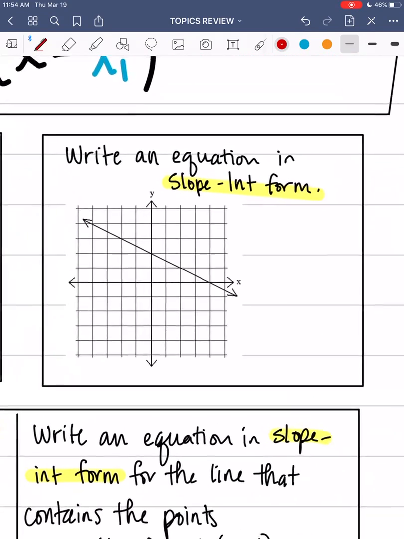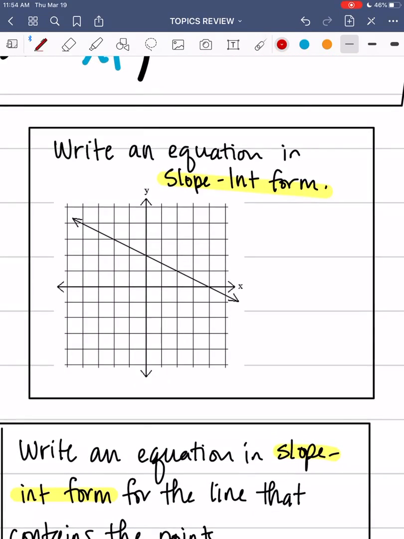The next question says, write an equation in slope-intercept form. So be careful here. We have to pay attention to the instructions. Slope-intercept is y equals mx plus b, so we need to find the slope and the y-intercept. They'll give you a picture, so look for the y-intercept first. Where does it cross up and down? Here's where it crosses. That's up 1, 2, so the y-intercept is 2. So this is going to be a plus 2.